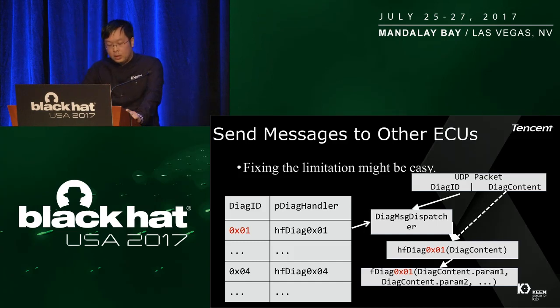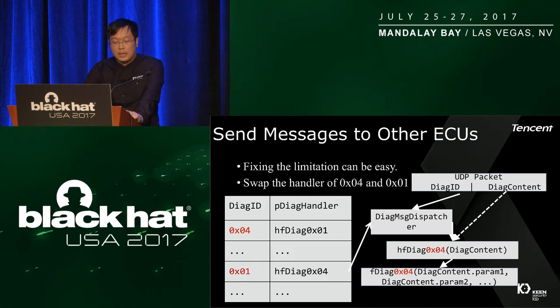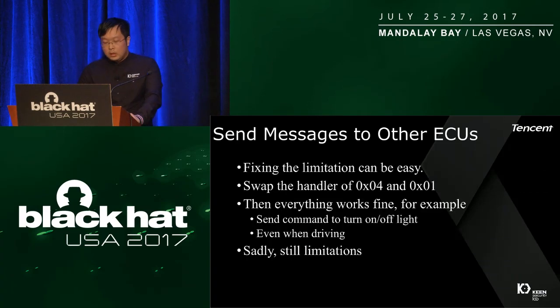So in order to finish our job, we just swap the DAG ID. You only change 2 bytes. So now when it receives the diagnostic packet with ID 1, it will actually call the handler of FDAG4. And then FDAG4, which is the CAN message sender, will be called. Now we can send commands to turn on or turn off the light while in driving mode.